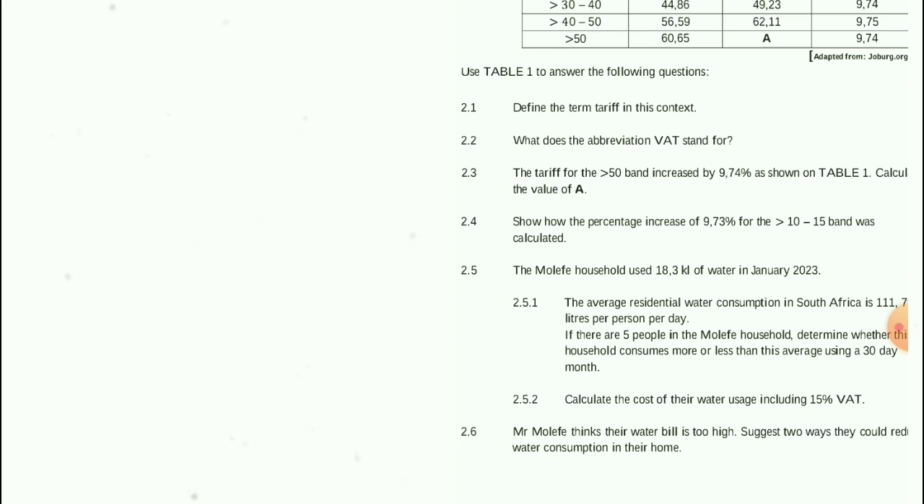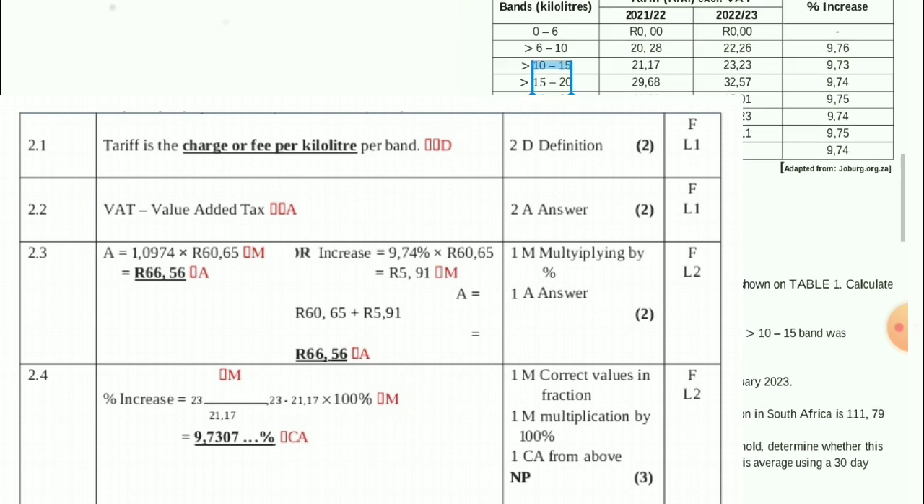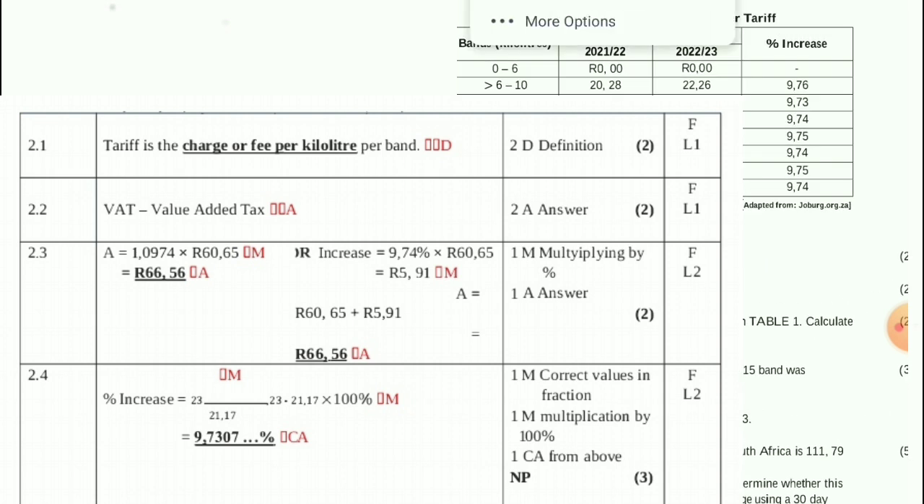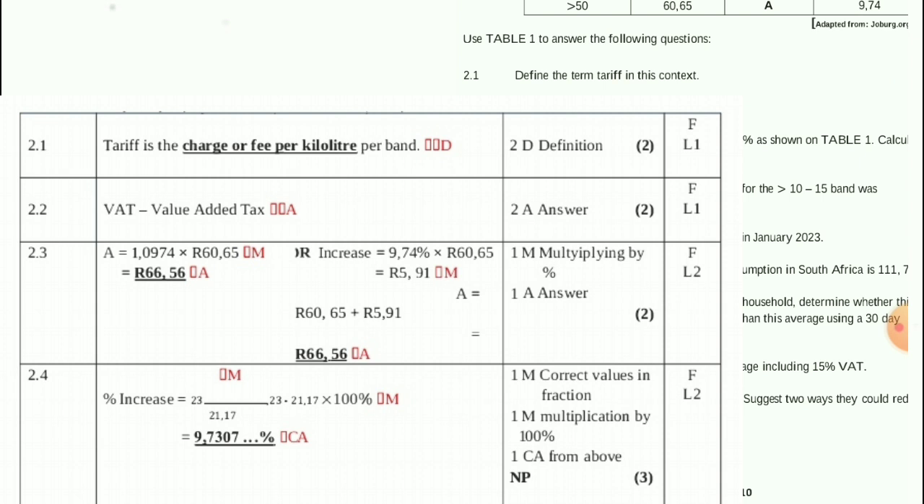I haven't found an easier calculation for this one, so I will have to skip it so that I can get an easier calculation. But you simply say, because we are dealing with the 10 to 15 band, remember, guys, the tariff in 2021 was 21.17, and in 2023 it was 23.23, and then the increase was 9.73%. So here we are trying to find how they got 9.73%, as it says: show how the percentage increase of 9.73% for the 10 to 15 band was calculated.